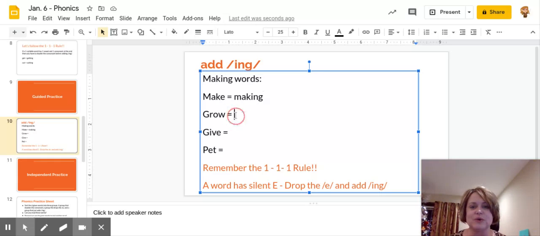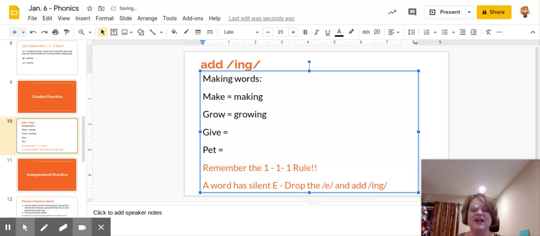The next one is grow. So does it have a silent E at the end? No. Does it have one syllable? Yes. Does it have a vowel? Yes. Does it have a consonant at the end? Yes. That little extra one, does it have a short vowel sound? No. This one says grow, so it has the O. So now we are just going to add ing to the end of that regular base word. So hopefully you got that one correct.